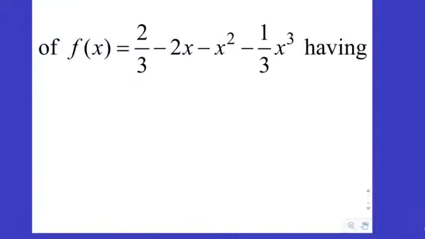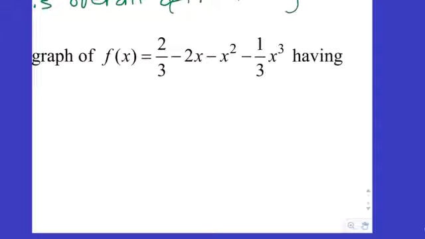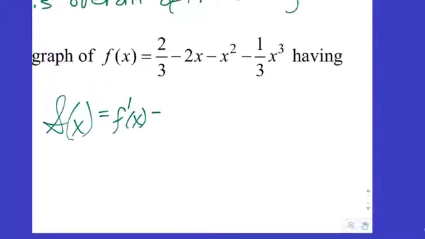The derivative. Yeah. So let me call this capital S for slope of x. The slope function is really f prime of x, which is going to be negative 2 minus 2x minus x squared. So now I want to maximize f prime. I want to maximize S. Alrighty, how am I going to do that?